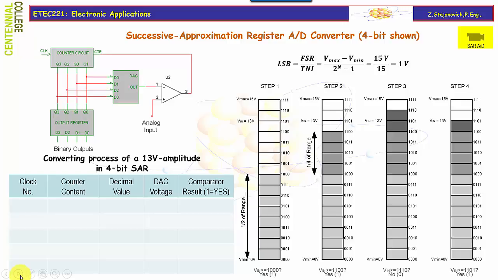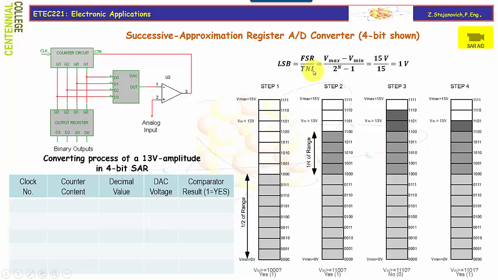The least significant bit of the converter is by definition the full-scale range over the total number of increments. For simplicity, assume that the maximum output voltage of the DAC is 15 volts and the minimum is 0 volts, so that the full-scale range is exactly 15. The total number of increments is 2 to the power n minus 1, where n is equal to 4 bits, making the total number of increments equal to 15. Consequently, the least significant bit is 1 volt per count.